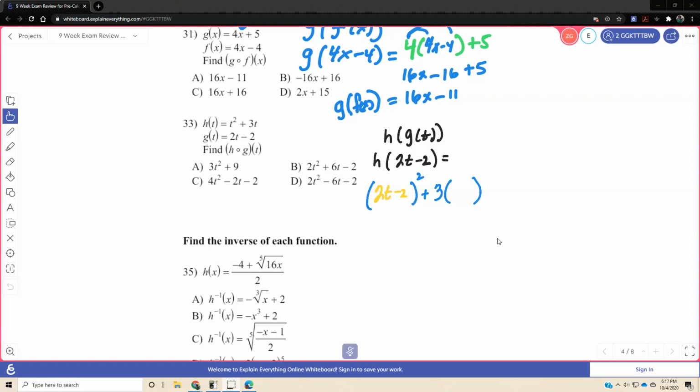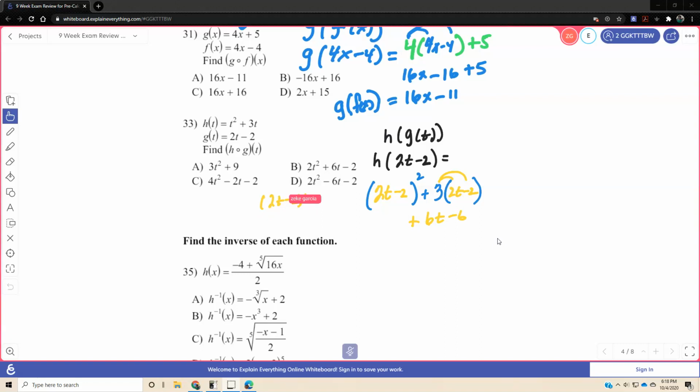2t minus 2, that's going to be squared. And then you have 2t minus 2, and that's going to be multiplied by 3. So you have 3 times 2t minus 2, which gives you 6t minus 6. 2t minus 2 to the second power. So we have to do it somewhere here.